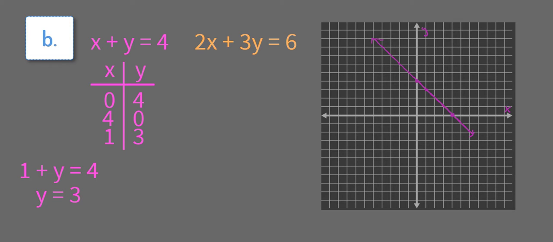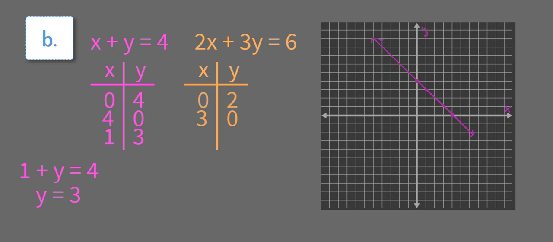Now with our second equation, 2x plus 3y equals 6, we'll go ahead and try to use the same 3 x coordinates. X, y, when x equals 0, 3y equals 6, so y equals 2. Divide both sides by 3. 6 divided by 3 is 2. When y equals 0, we have 2x equals 6. 6 divided by 2 is 3, so 3, 0 is another point.